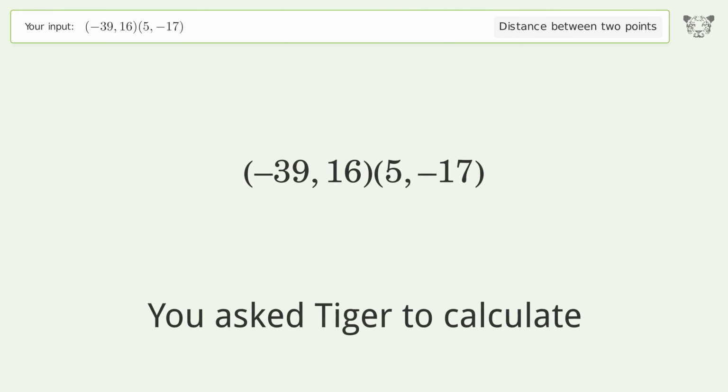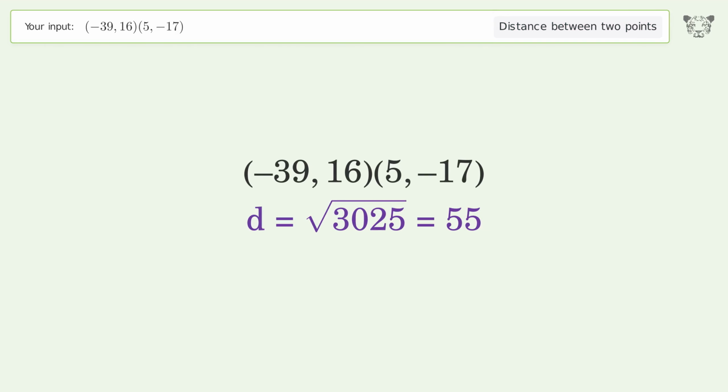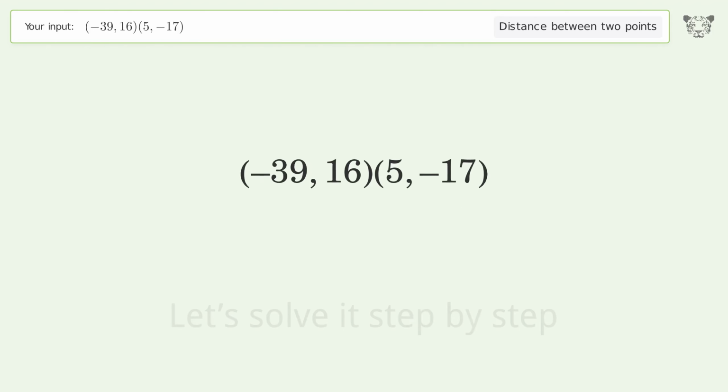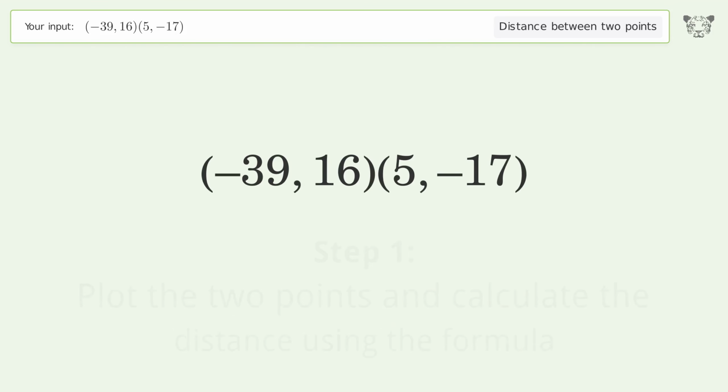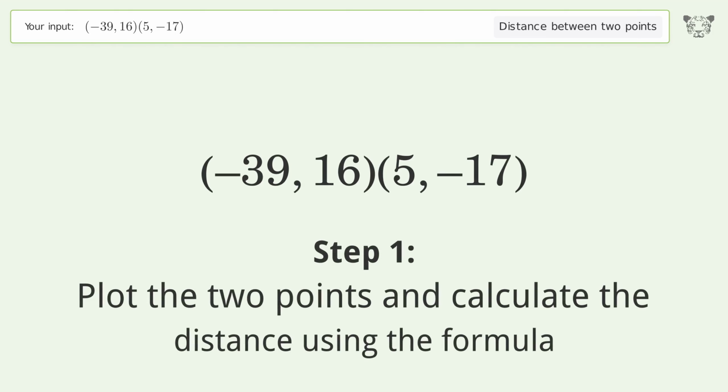You ask Tiger to calculate. This deals with the distance between 2 points. The distance between the 2 points is the square root of 3025 or 55. Let's solve it step by step. Plot the 2 points and calculate the distance using the formula.